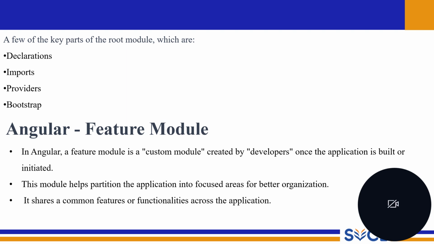To create a feature module in your Angular application, you need to create a custom module and then generate some components, directives, services, and routing that belong to this module. So this module can share its features through the entire application.